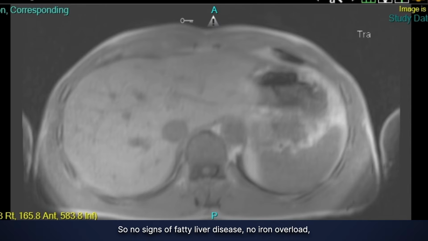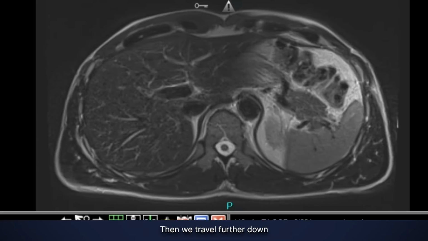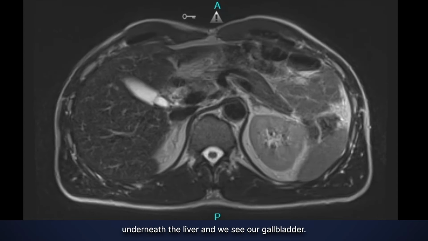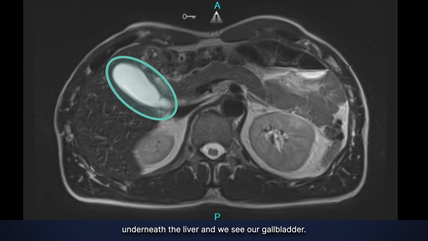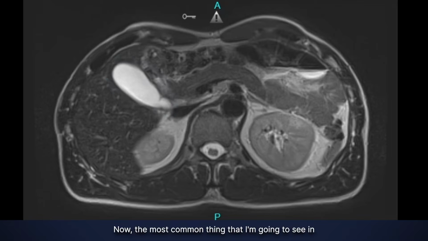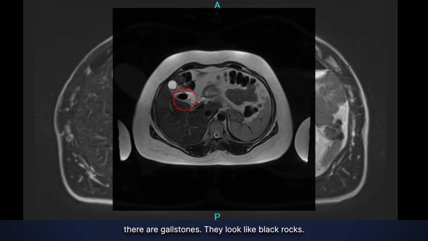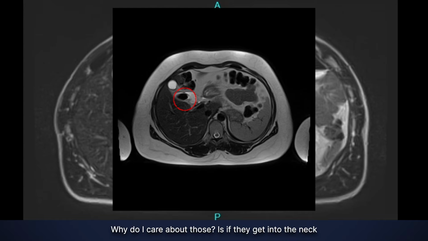So no signs of fatty liver disease, no iron overload, no suspicious masses, and no chronic liver disease. Then we travel further down underneath the liver and we see our gallbladder. It's this bright structure filled with fluid. Now, the most common thing that I'm going to see in there are gallstones. They look like black rocks. Why do I care about those?